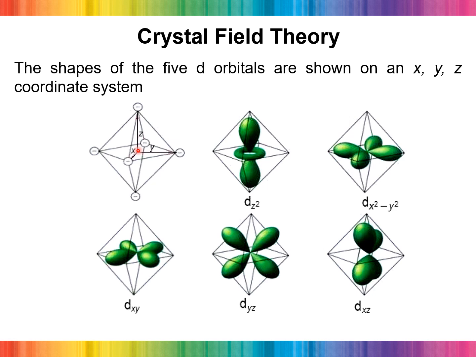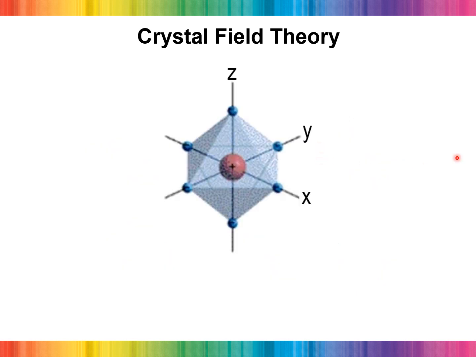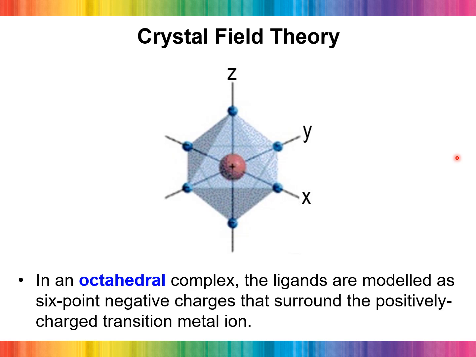Okay, and now you are supposed to see how these orbitals are oriented within this space. Get ready for the full explanation next. Now, if you are looking at the octahedral complex, the ligands are modeled as 6 point negative charges, these 6 points that surround the positively charged transition metal ion.